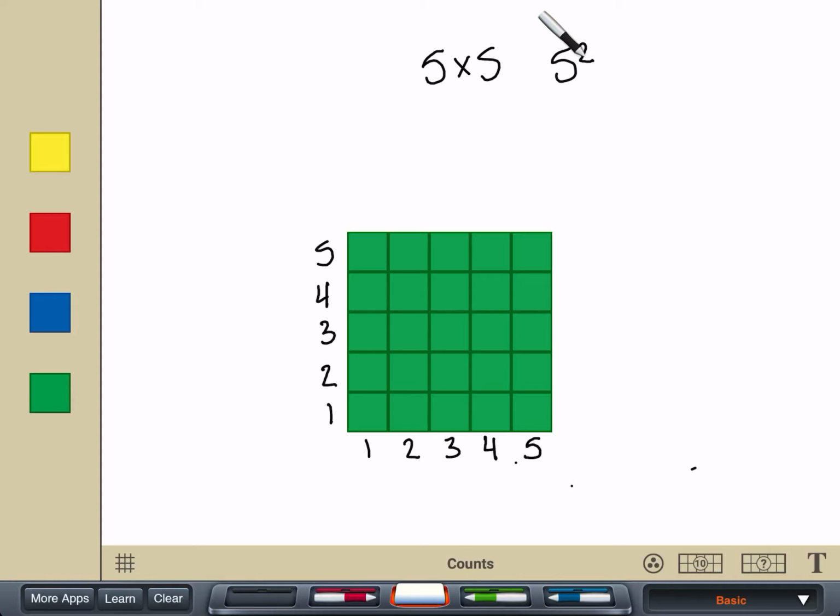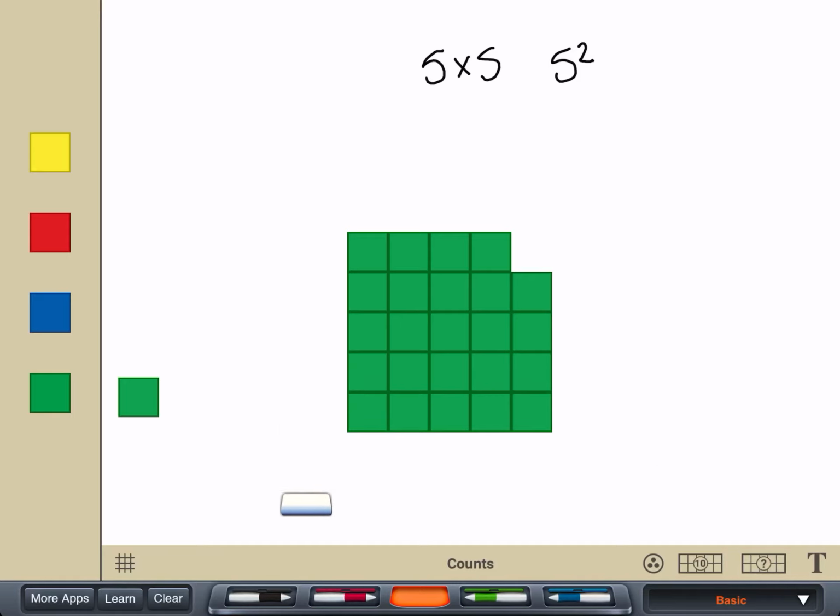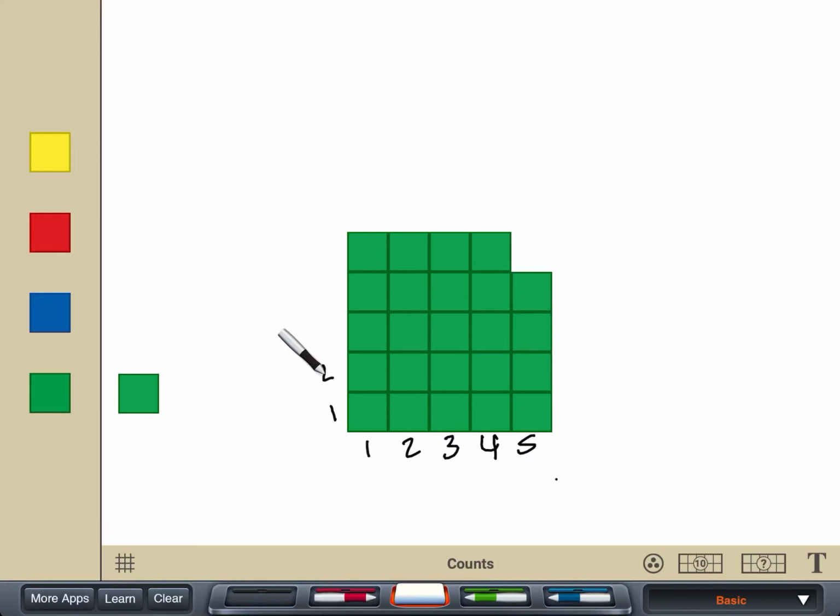All right, so what if I took that away? Would that still be a perfect square? I want you to think about that. And then we are going to count. All right, so is this still a perfect square? If we count, we still have 1, 2, 3, 4, 5. 1, 2, 3, 4, 5. We still have 5, but we're missing 1.